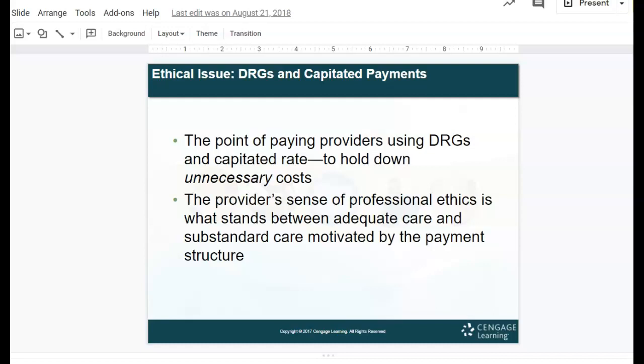So the point of paying providers using diagnosis-related groups and capitated rates is to hold down unnecessary costs. So I'm sure you've been to an emergency room and you've had to have a scan or something very expensive done that maybe you felt, or maybe somebody in your world felt wasn't really necessary. We could consider that an unnecessary cost. These types of proposals reduce that type of unnecessary testing, or at least unnecessary costs on the patient. The provider's sense of professional ethics is what stands between adequate care and substandard care motivated by the payment structure. So basically, this is put in place to prevent physicians from either not doing their job correctly or overcompensating.